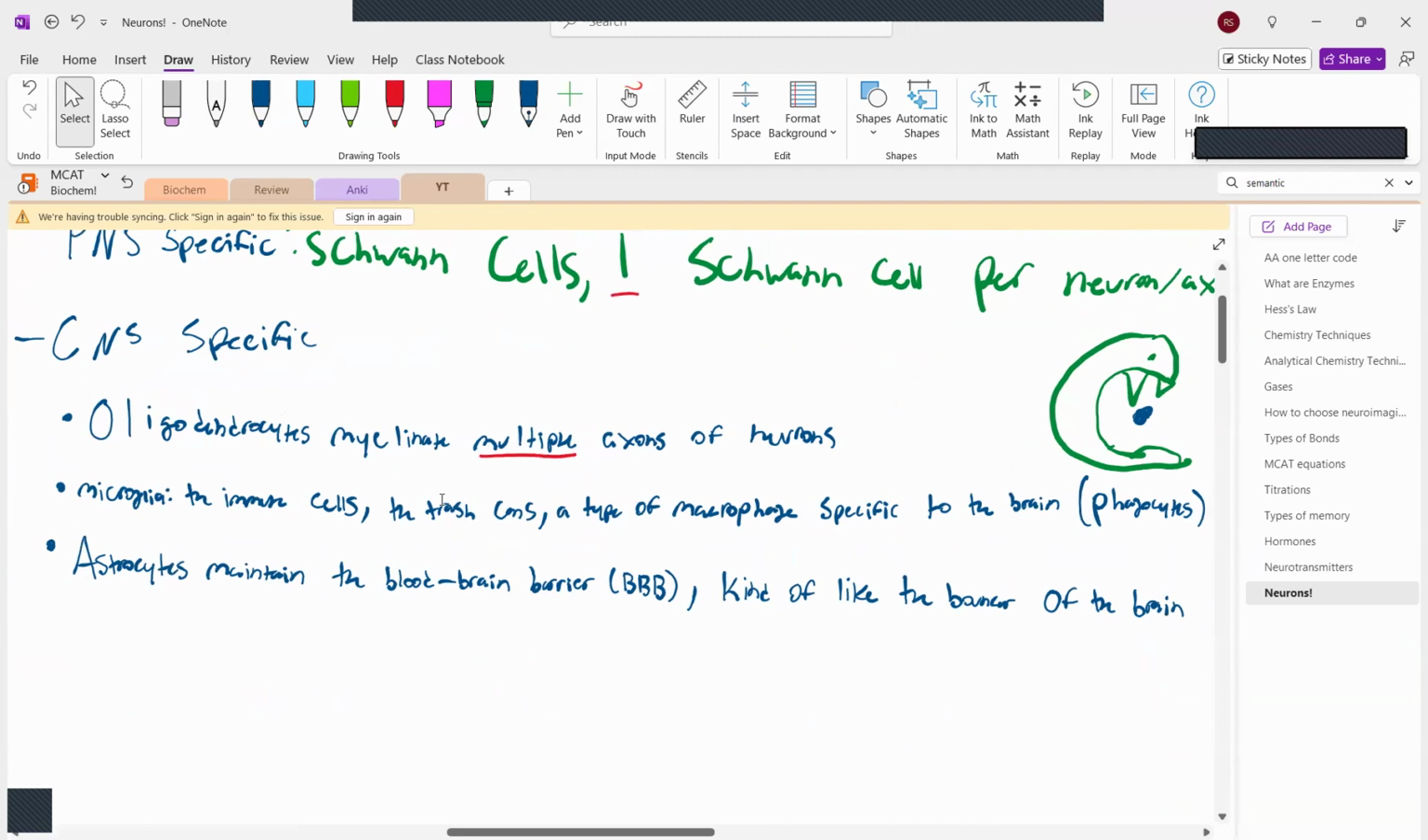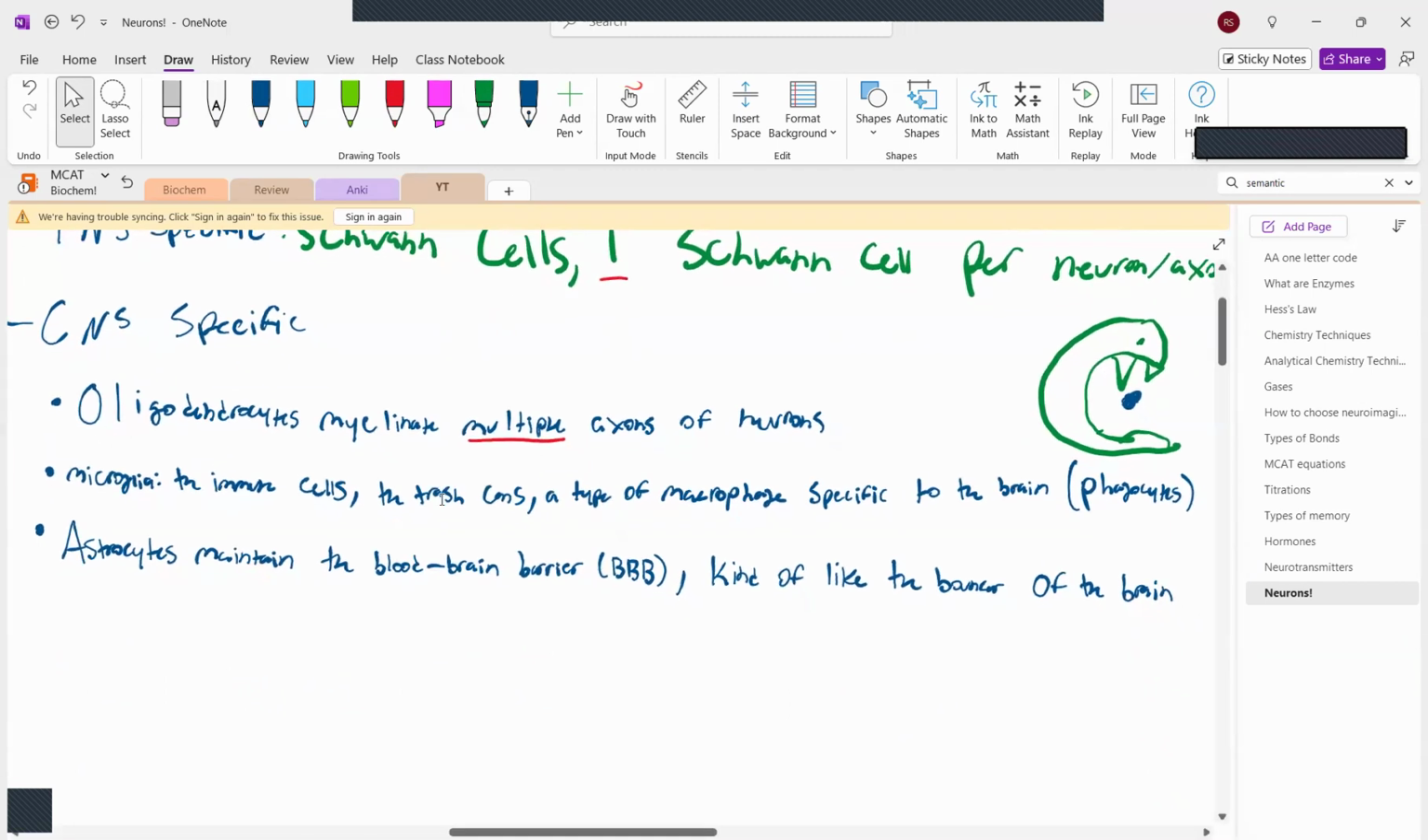And then astrocytes are what maintain the blood-brain barrier, or BBB. This is also another type of bouncer of the brain. It's really important to maintain the integrity of the CNS, because there are all sorts of toxins and viruses that can get into your brain, and they could be really harmful. For example, if you have encephalitis, which is inflammation of your brain, that can be deadly.